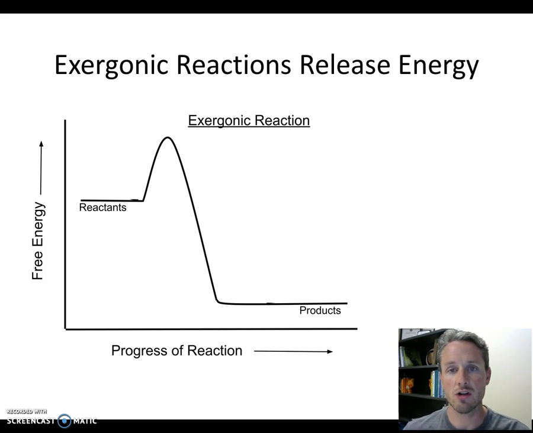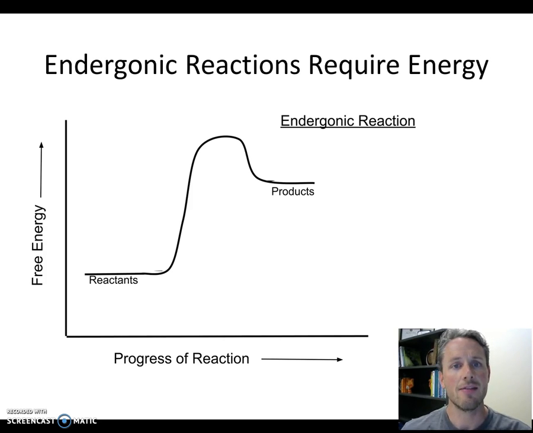So that is an exergonic chemical reaction. Any chemical reaction that releases energy out is exergonic. So you might infer that endergonic reactions are going to be the opposite. An endergonic chemical reaction is going to require some energy.